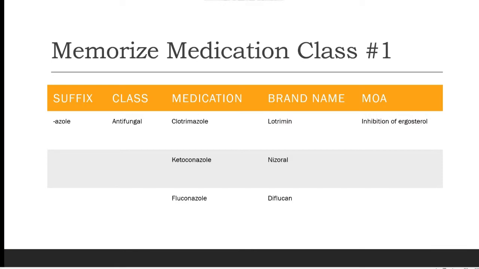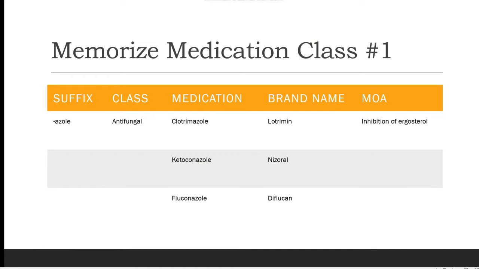So the first class to memorize is the medications that end with azole, and these medications are usually classified as antifungals. I have three examples here: clotrimazole, ketoconazole, and fluconazole. The brand name for clotrimazole is Lotrimin, for ketoconazole is Nizoral, and for fluconazole is Diflucan.